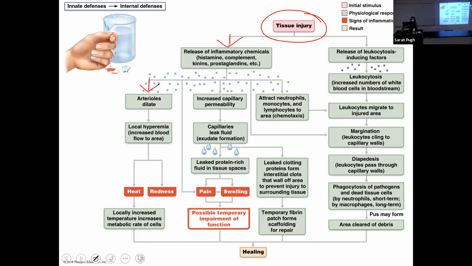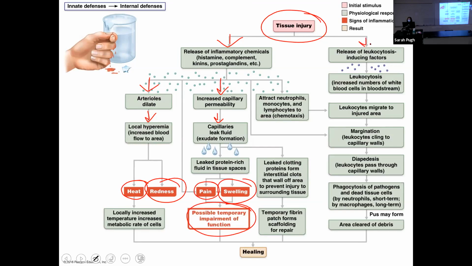Arterioles are going to dilate. They're going to get bigger. This is going to cause you to get more blood flow into the area. This is going to lead to heat and redness. Those are the first two things that we see with inflammation, right? It's going to cause those capillaries to also increase their permeability. They are leakier. This is going to cause you to get more fluid in your tissues. This is going to lead to pain and swelling and possible impairment of function. That's going to help you heal.